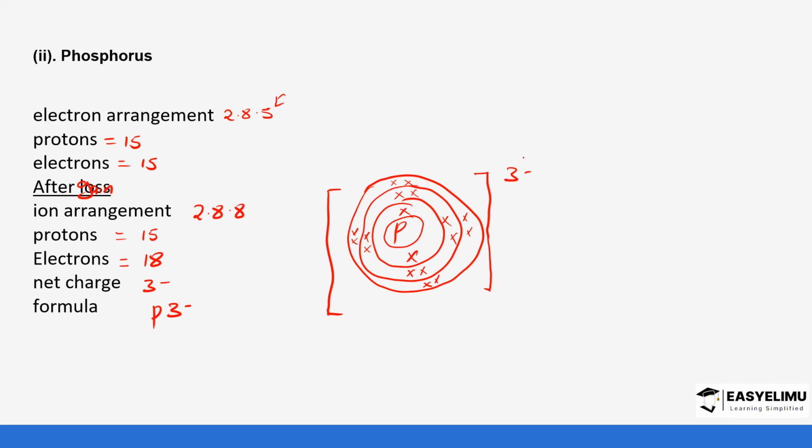So let's do one more example, the last example. Sulfur is atomic number 16. So the configuration is going to be 2.8.6. So the neutral atom has 16 protons and 16 electrons.